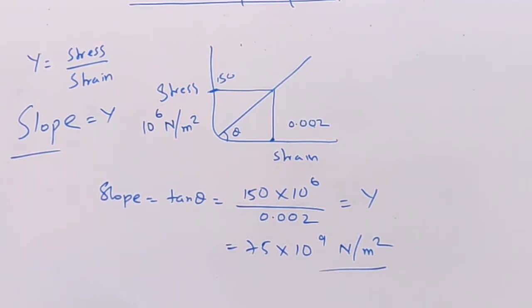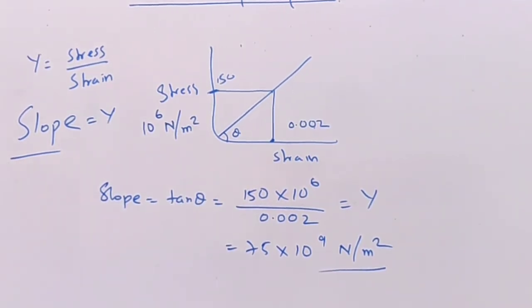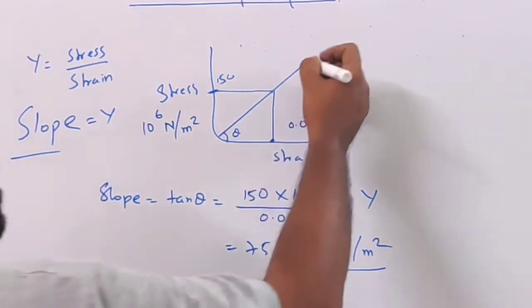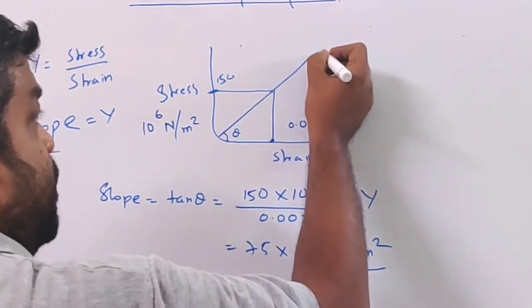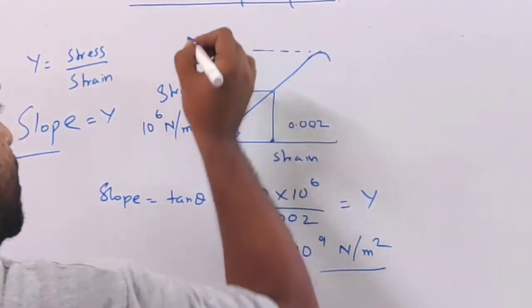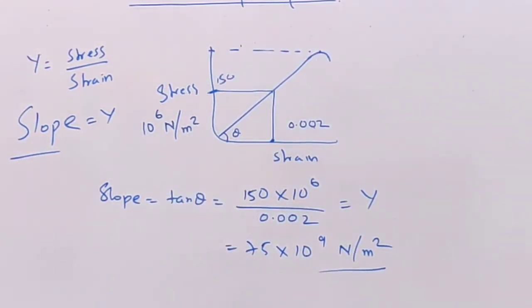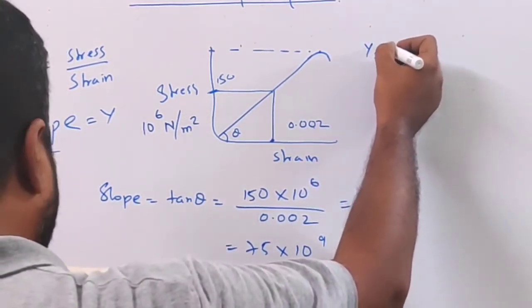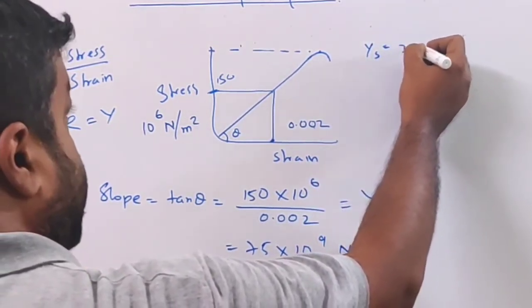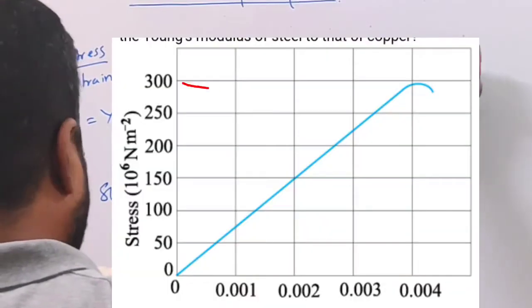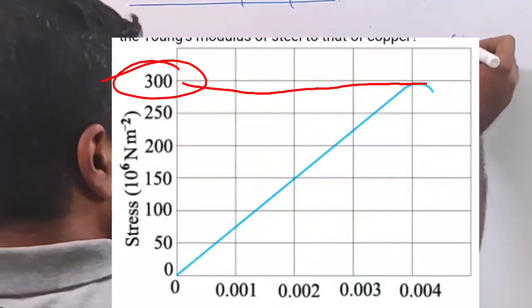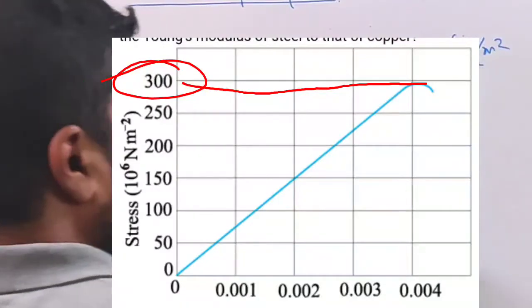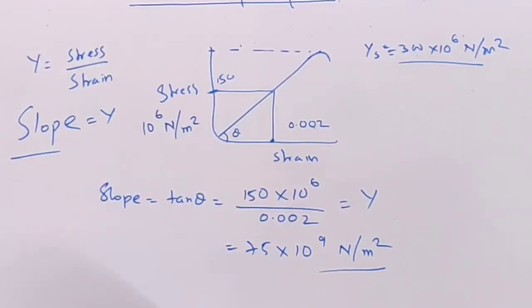Next it is asked, what is the yield strength? Yield strength represents the bump in the graph, that is the maximum stress. So the yield strength Ys corresponds to around 300. From the graph you can see it is 300 into 10 power 6 Newton per meter square. So that is the yield strength. Okay, so that is 9.2.